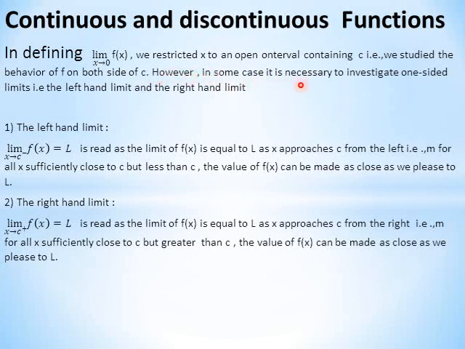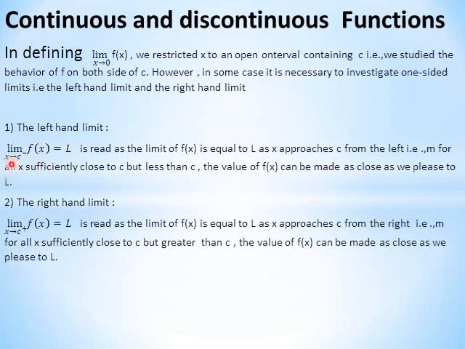However, in some cases it is necessary to investigate one-sided limits, that is the left hand limit and the right hand limit. So what is the left hand limit? It is the one coming from the minus side, from this side. For example, this is a real number line, this is 0; the limit coming from the minus side is the left hand limit, and the one coming from the positive side is the right hand limit.